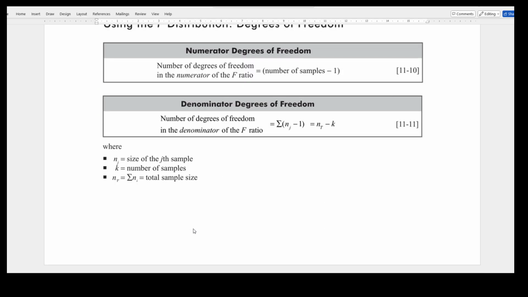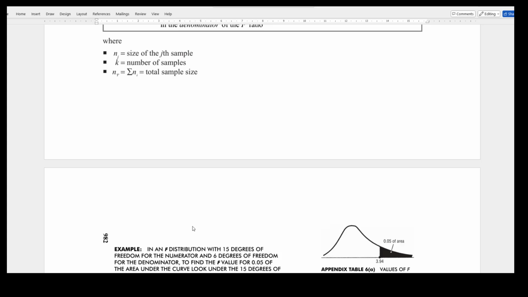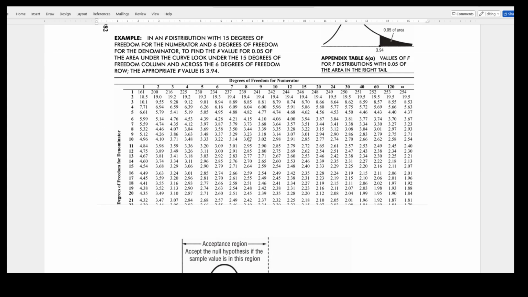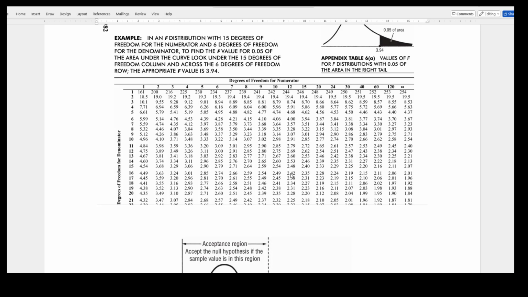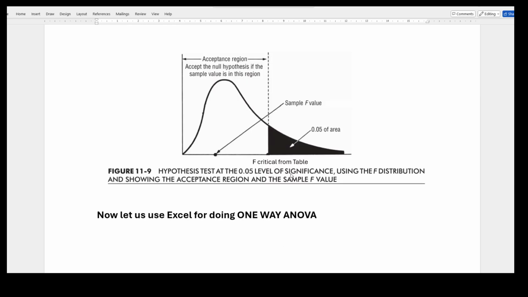This is our F table, and if you clearly see, this is the F table for 5% significance, that is 0.05, right? When we want to find the F table value, we have to look at the degree of freedom for the numerator and the degree of freedom for the denominator and look for the table value. Then we have two values: the F ratio which we calculated, which is the calculated value, and the table value which is our critical value.